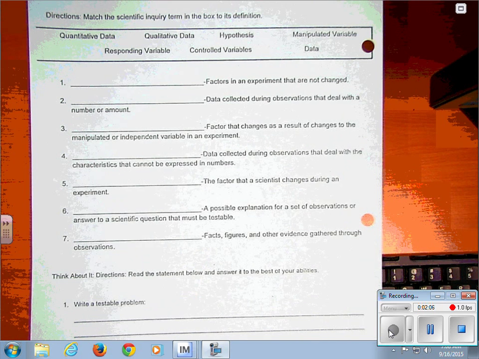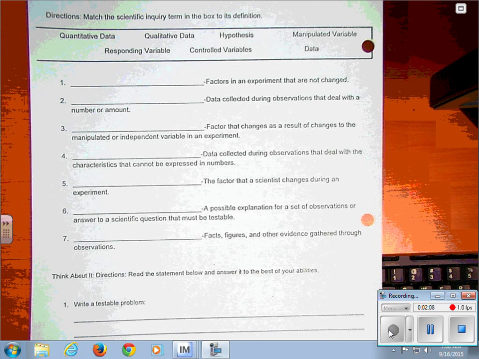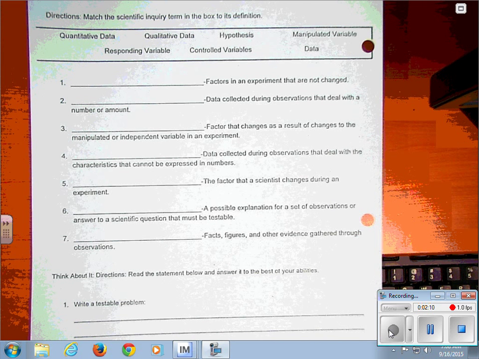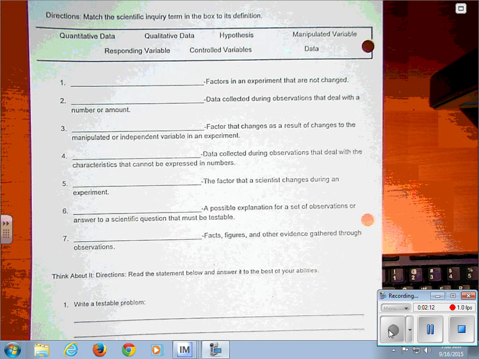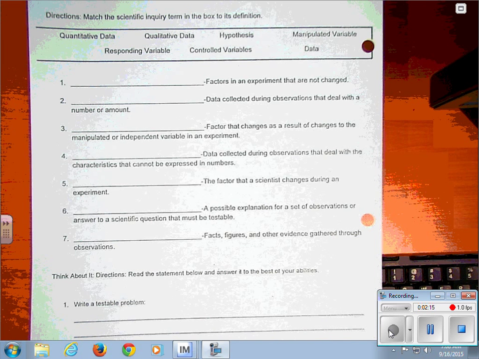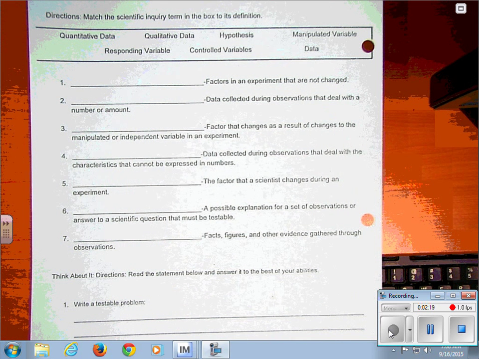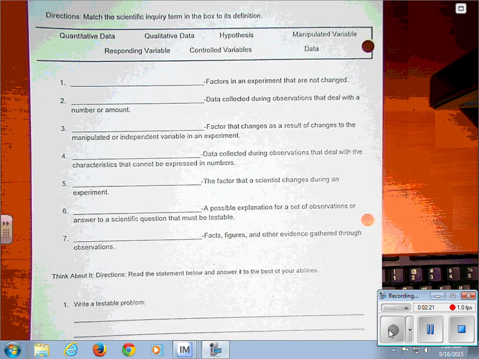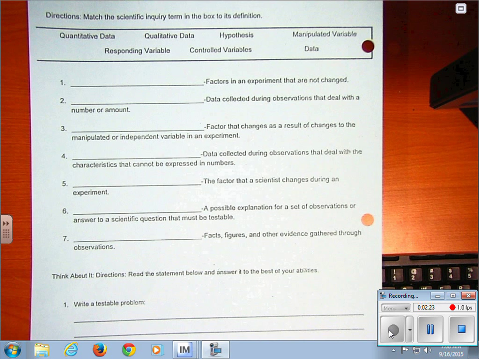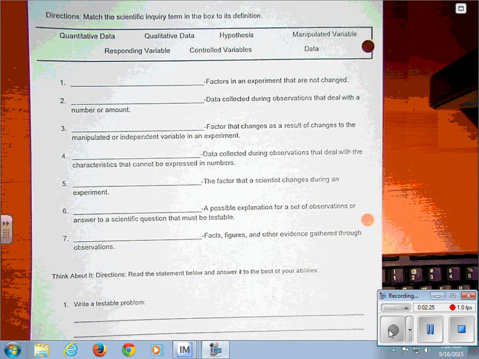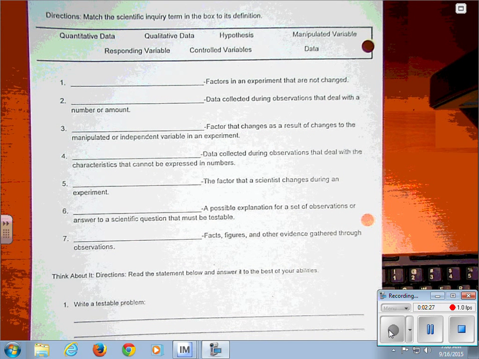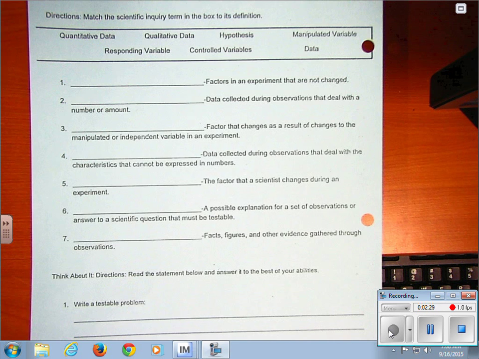Number one, this is the factor in an experiment that is not changed. Two, data collected during observations that deal with the amount or number. Three, factor that changes as a result of change to the manipulated or independent variable in an experiment. Four, data collected during observations that deal with the characteristics that cannot be expressed in numbers.